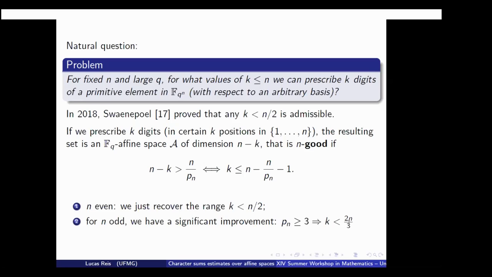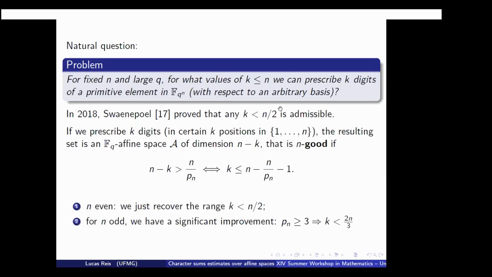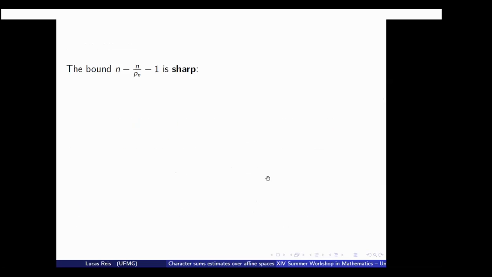And of course, if the smallest prime factor of n is very large, I can get something pretty close to n. Essentially, if n has only large prime factors, I can prescribe a very big proportion, close to 1, of the digits and still have a primitive element. To finish, I just mention that this bound is actually sharp. We cannot prescribe exactly this number plus 1. What I'm saying is that I cannot prescribe n minus n over p_n of the digits of a primitive element and still guarantee a primitive element.